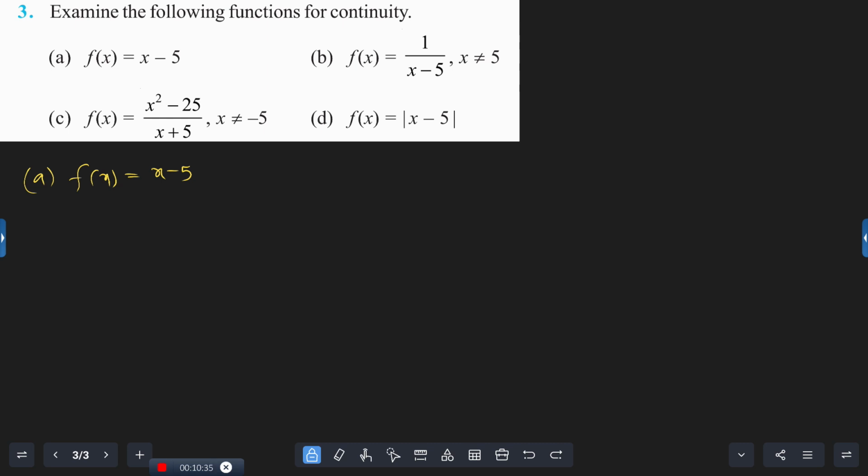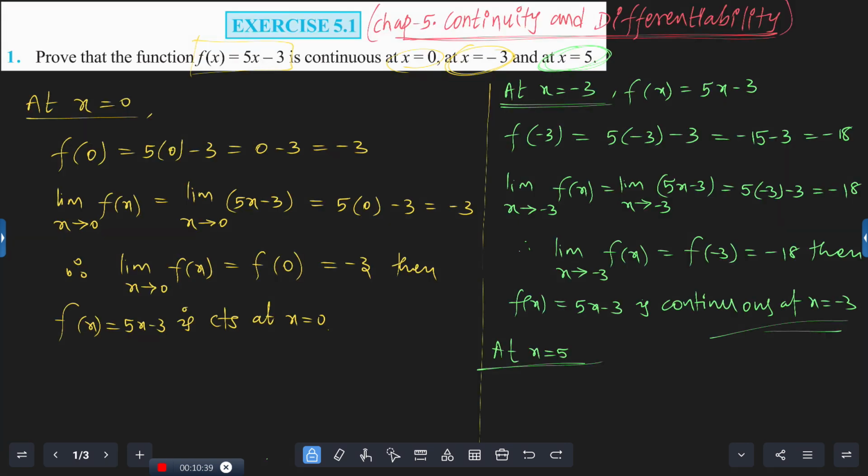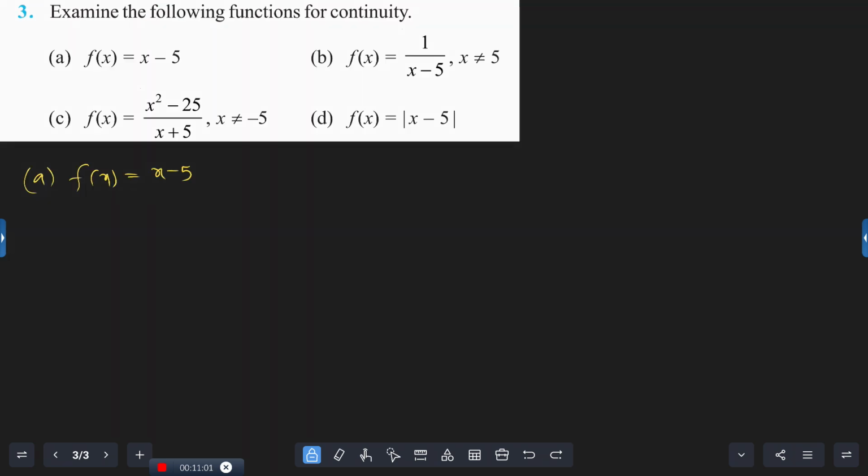Where we have to check is not mentioned. See the previous 2 pages. There they mentioned x is equal to 0, x equal to minus 3, x is equal to 5. So at those points we checked. Even in the next question, they asked to check at x is equal to 3. So where the point is given, we can go directly to the function value and limit value, I said. But here a single function is given, and where we have to check the continuity is not given.